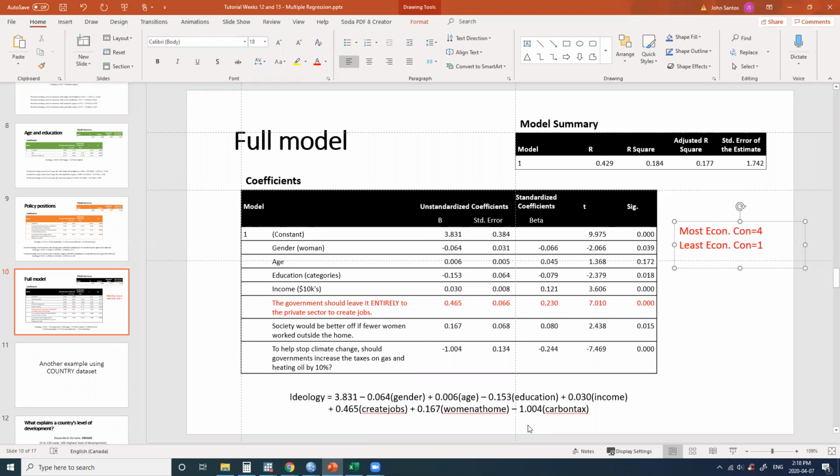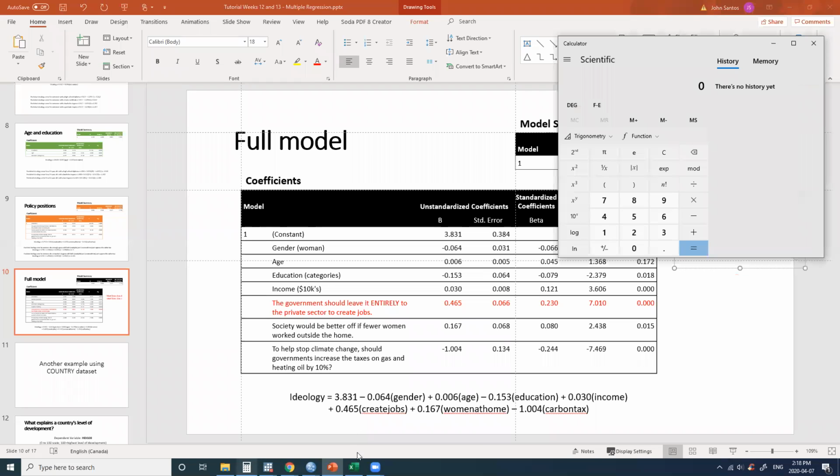And so this means we have a range of 4 minus 1, 3. So there's a gap of 3 points between the most economically conservative and the least economically conservative. So we can calculate using the coefficient 0.465 times 3, right? So the most economically conservative person, if we leave everything else being equal, is about 1.4 points out of 10 more conservative than the least economically conservative, right?